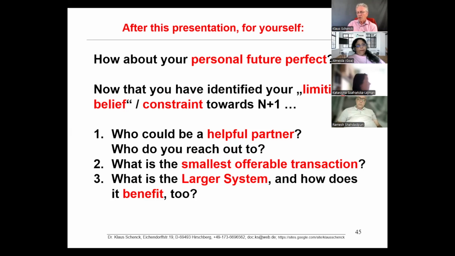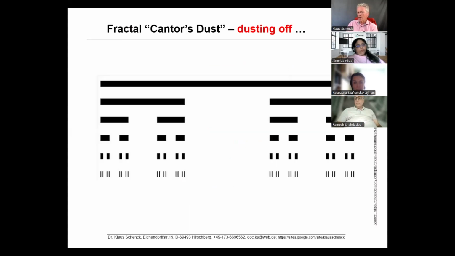So maybe after the conversation, this might be worth a thought. Who could be a helpful partner? What is the smallest thing to exchange to mutual benefit? And how does even the larger system benefit from such an exchange?